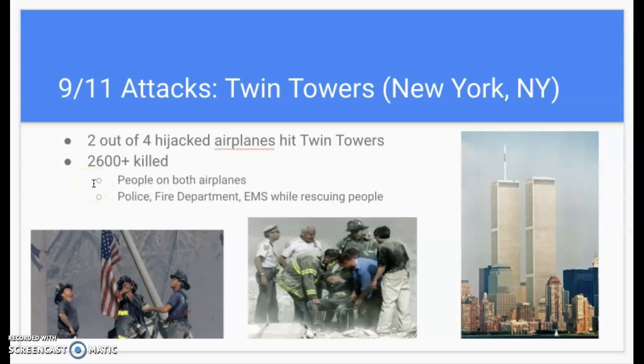At the time, 2,600 people were killed. People from both the airplanes and the people, either the police or fire department or emergency workers that were helping people inside the building.